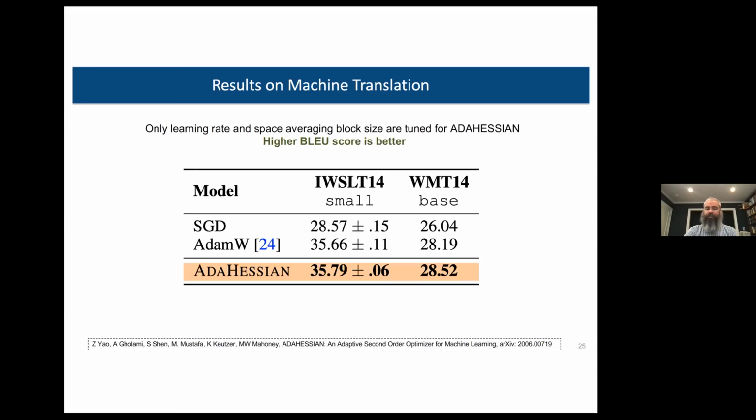Let's look at machine translation. So higher BLEU scores here are better. Higher is better. Here, SGD really does terribly. 28 is much worse than 35. Adam is the state of the art here. Sorry, AdamW, 35. 28 is much worse than 32. AdaHessian straight away is comparable, slightly better than, but comparable to AdamW in both cases. So this is the state of the art machine translation problem.